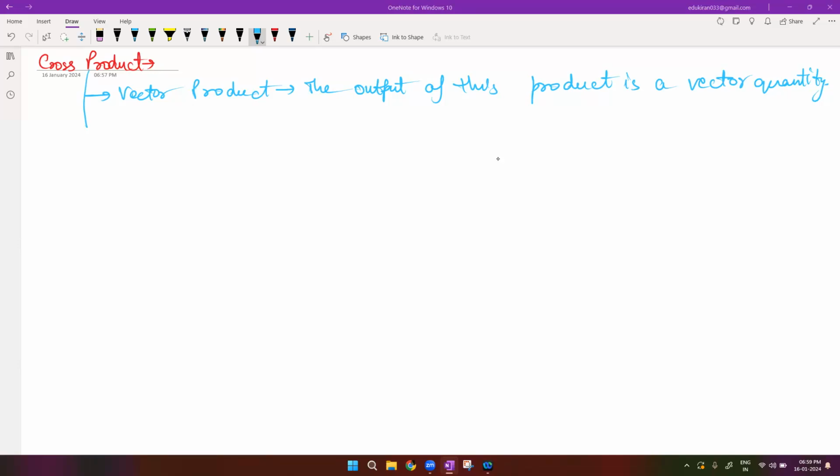So let's say consider two vectors, A vector and B vector. In that case, their cross product or vector product can be written like this. This is the cross product or vector product of two vectors A and B, and we read it as A cross B. So A cross B can be calculated as AB sine theta with the vector n cap. Because of this n cap, this whole quantity is a vector.